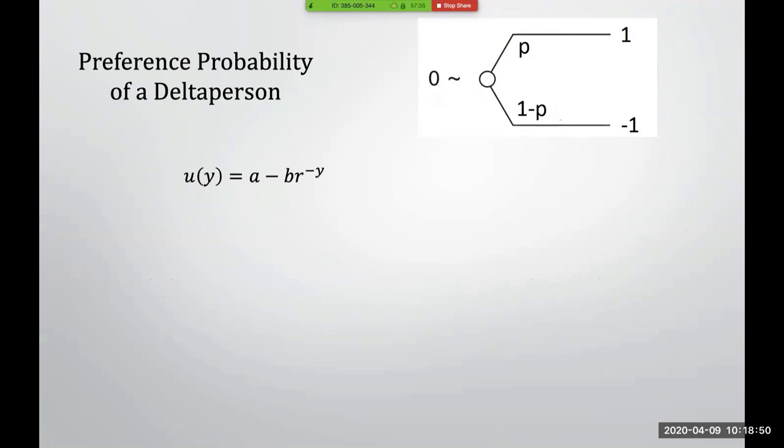When we're trying to solve for P, we need to represent the left-hand side and then represent the right-hand side, the U values of both sides, and make it equal.